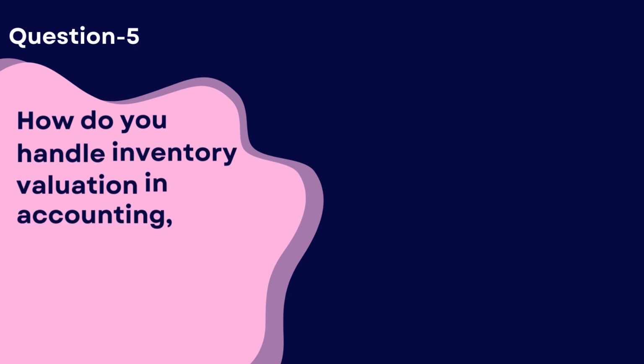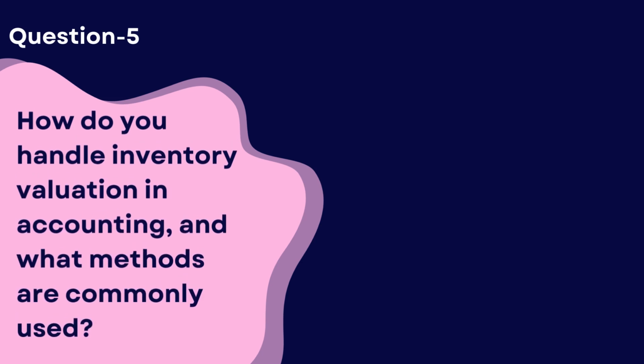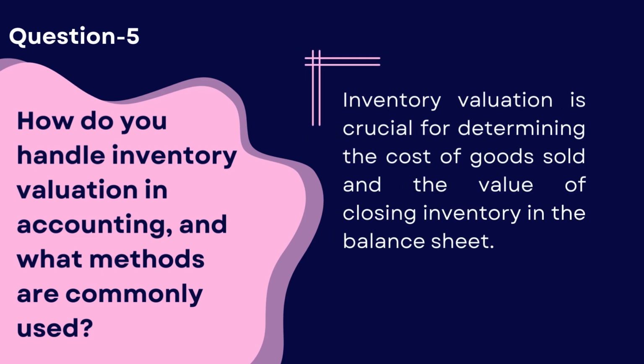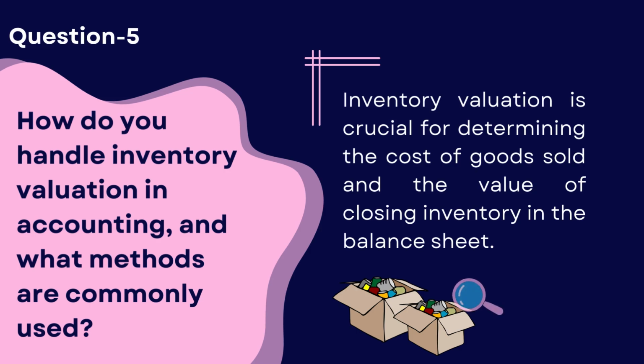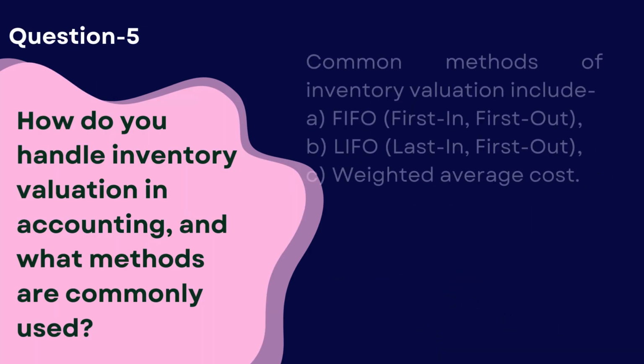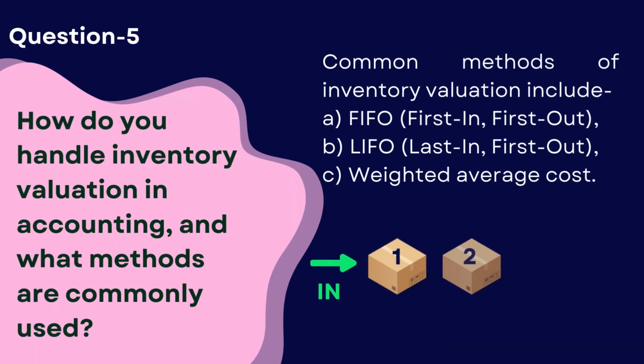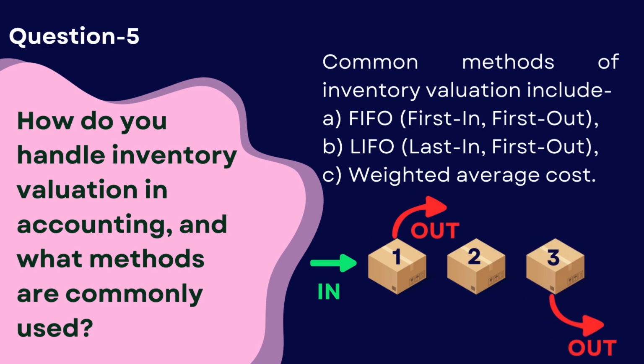Question 5. How do you handle inventory valuation in accounting, and what methods are commonly used? Inventory valuation is crucial for determining the cost of goods sold and the value of closing inventory in the balance sheet. Common methods of inventory valuation include first in, first out, last in, first out, and weighted average cost.